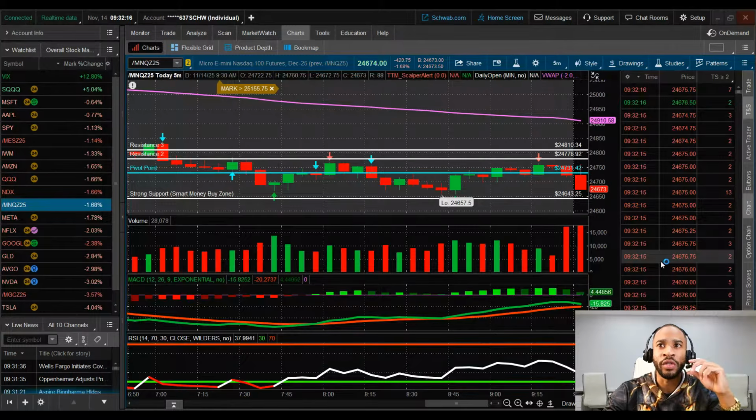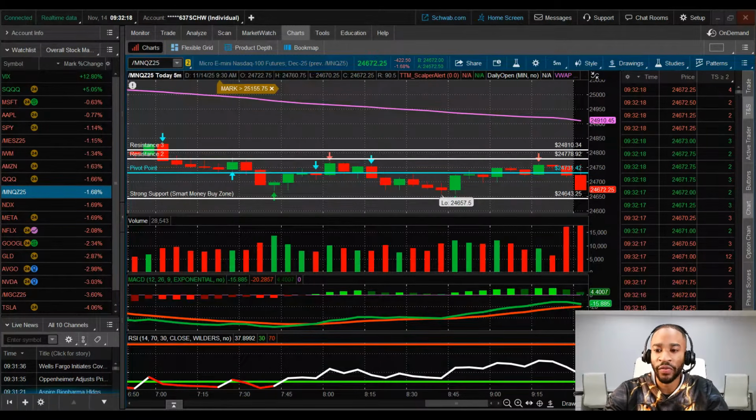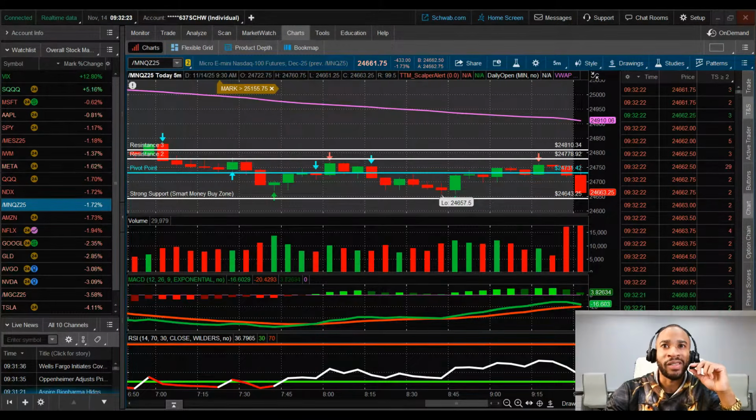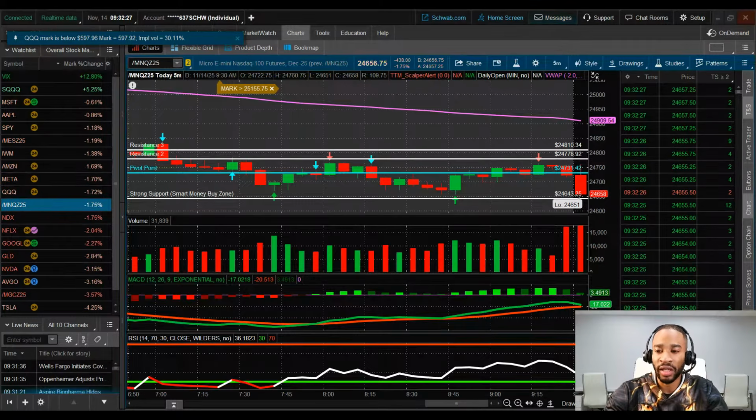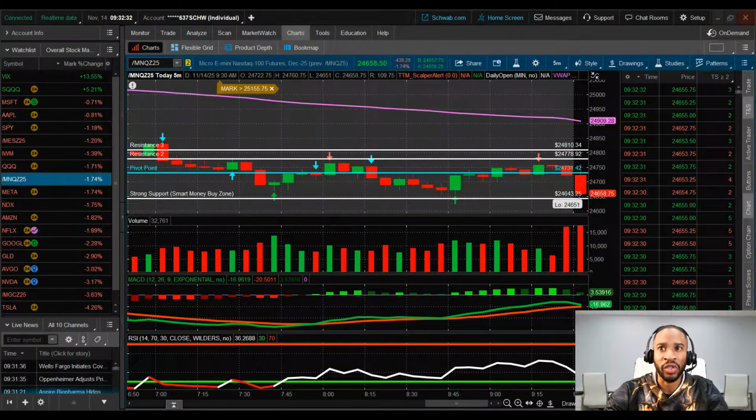Keep a close eye on $24,683.25. If we break below $24,657.50, we may possibly go lower. All right, we just broke below another key level. Get ready, family. It's about to be showtime. We may bounce in this key area, though, so use caution.